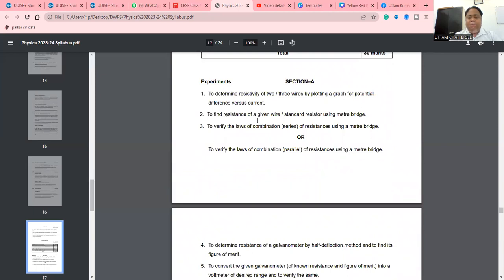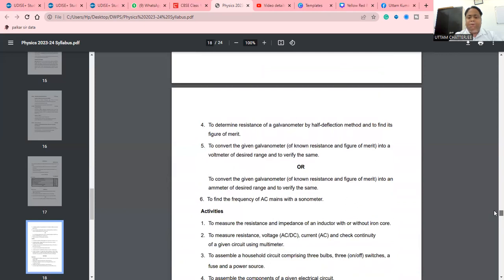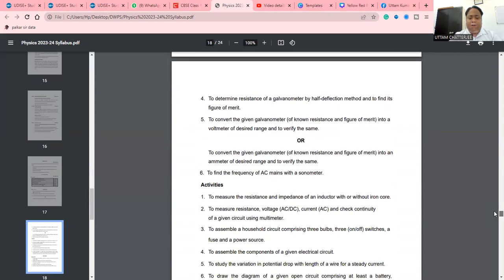Then you will have to find the resistance of a wire using a meter bridge. Then the law of combination of series and parallel combination, all that you have to do. Then the law of combination of parallel resistance using a meter bridge. Determination of resistance of a galvanometer by half deflection method to find its figure of merit. To convert the given galvanometer into a voltmeter of desired range. To convert the given galvanometer into an ammeter of desired range. To find the frequency of AC mains with a sonometer.